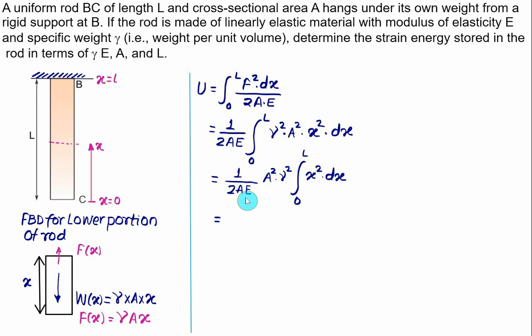This equation will further reduce here, one of the A will get cancelled. In the numerator we have gamma square multiplied by area A, divided by 2 times modulus E. Integral of x square is equal to x cube by 3. Upper limit is L, lower limit is 0, so only the upper limit will work. We have L cube divided by 3. So strain energy due to the self weight in a uniform cross section will be given as gamma square multiplied by A multiplied by L cube divided by 6 times Young modulus E.